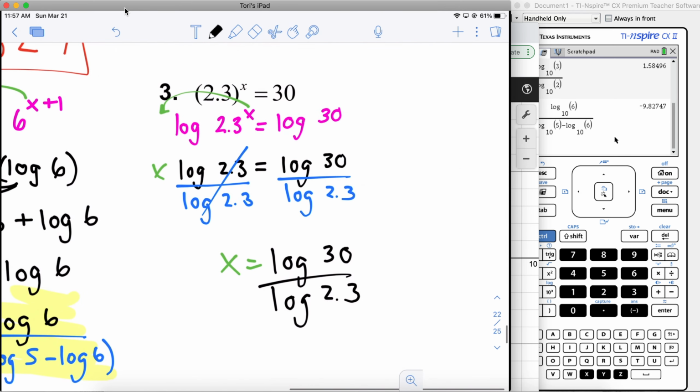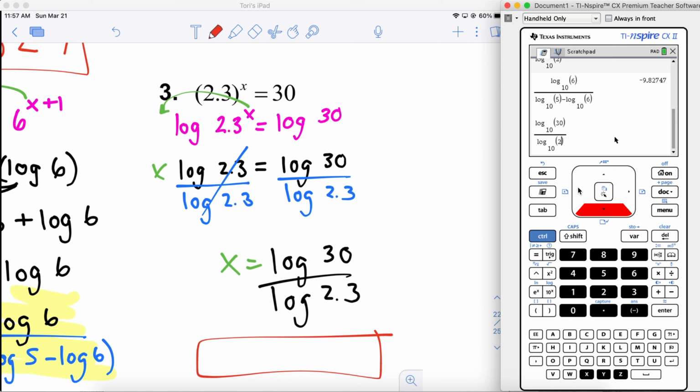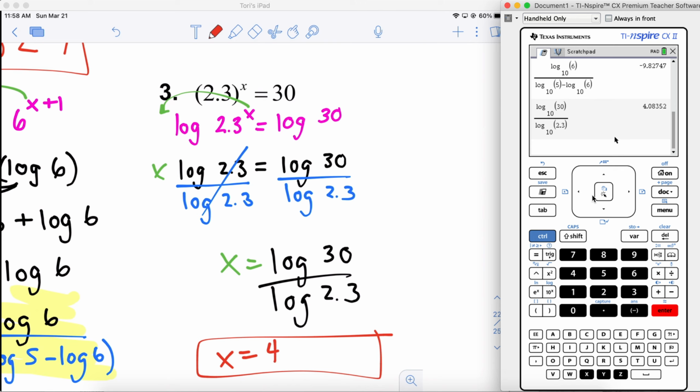So we have this guy all set up. We are ready to put him in the calculator. All right, so I can go back over here to my Inspire, up. I want to copy 1 without the subtraction, and then I can just arrow over. So log of 30 over log of 2.3, enter, there's my answer. Now, this one's going to have some rounding. Notice I have 4.083, but the number after a 3 is a 5, so we're going to round it up to a 4.